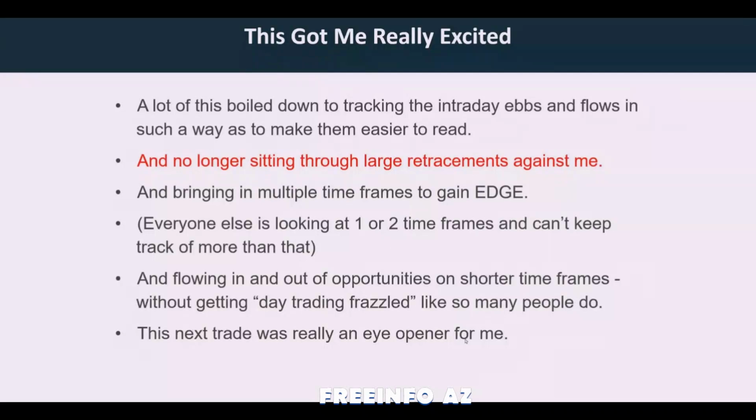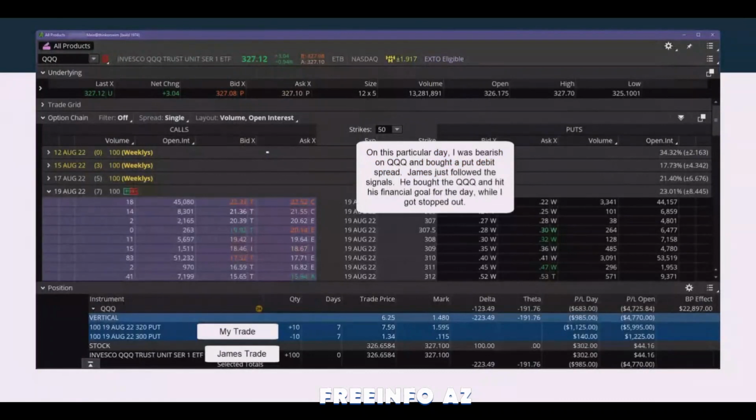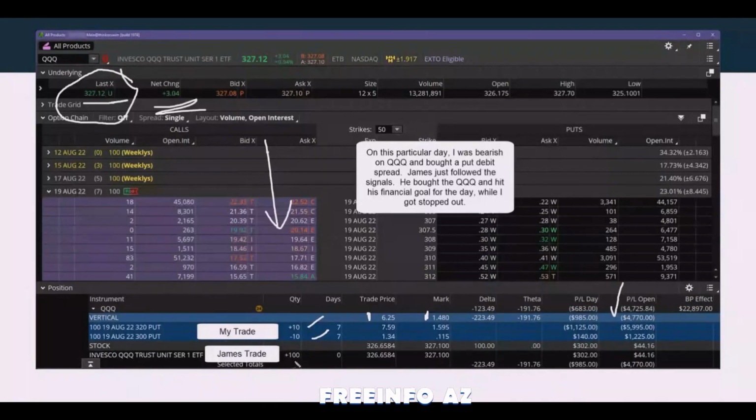Now, this next trade was a good eye opener for me. On this particular day, I was pretty bearish on the markets. I was looking at the daily charts, and because of that, I had bought a put debit spread. I bought the 320 put, sold this one, fully expecting the market to crash. You can see I bought this at 6.25, and here it is at $1.48, and I'm basically getting my head handed to me. The market exploded up here. James, on the other hand, threw on his 100 contracts, made a couple hundred dollars, and he was done.